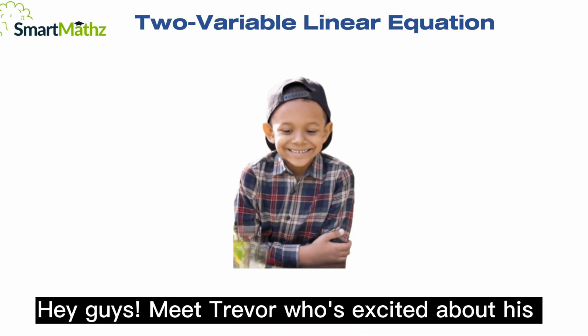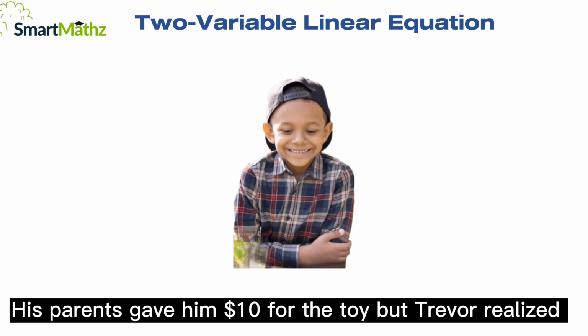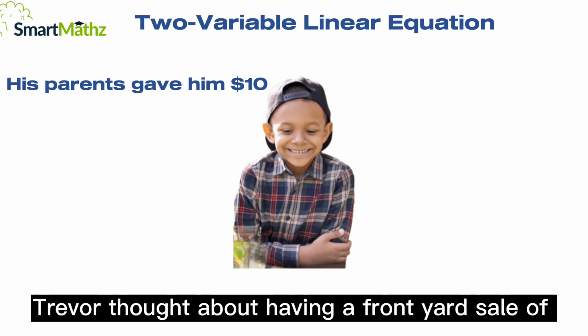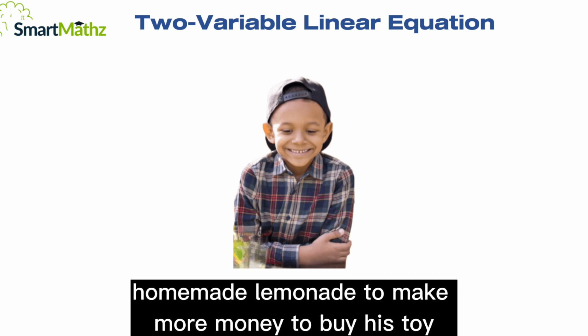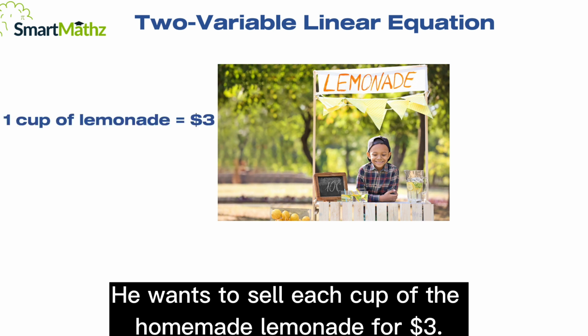Hey guys, meet Trevor, who's excited about his upcoming birthday and wants to get his favorite toy. His parents gave him $10 for the toy, but Trevor realized he would need more money to get his favorite toy. Trevor thought about having a front yard sale of homemade lemonade to make more money to buy his toy. He wants to sell each cup of the homemade lemonade for $3.